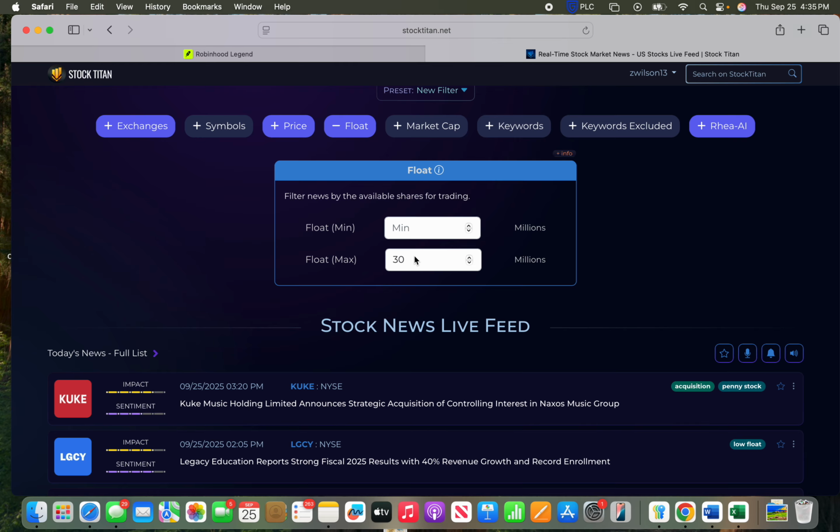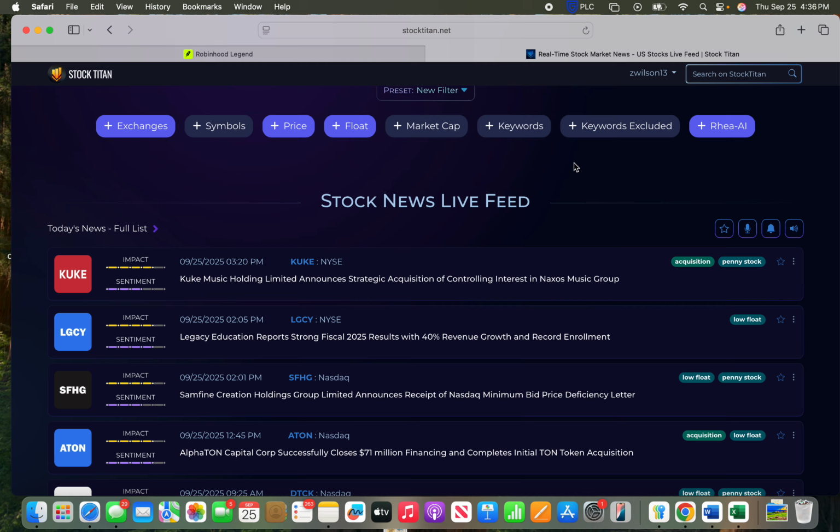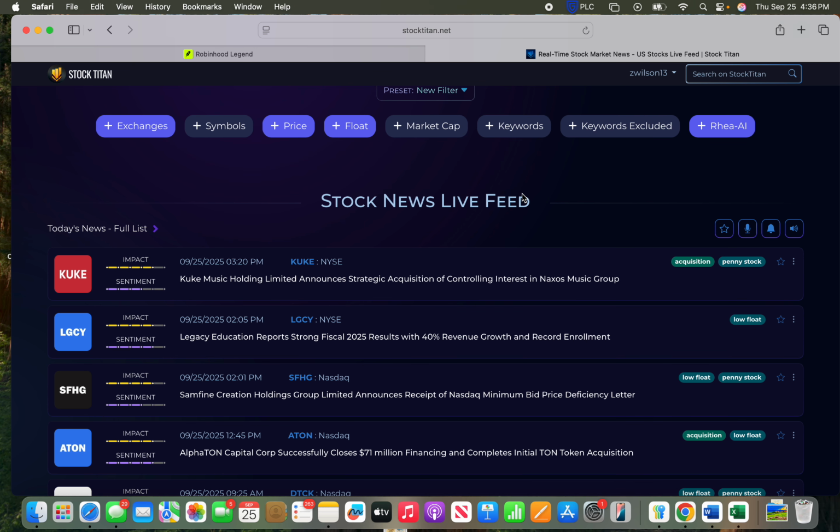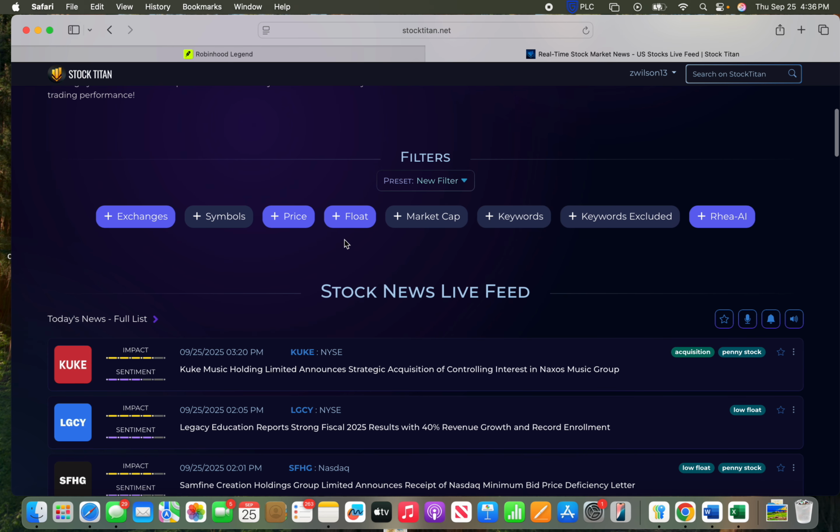So you select the float here. It says 30. I don't even know how to change this because I don't want it to be that high, but that's where I have it because I've generally found that in the 1 to 5 million range works, but it doesn't work when I do this. So I have to just kind of deal with it and go through. That's kind of a crappy thing. I wish they would actually fix that.